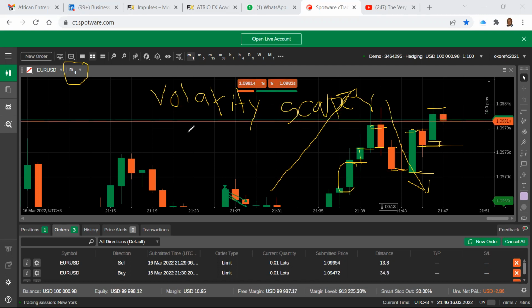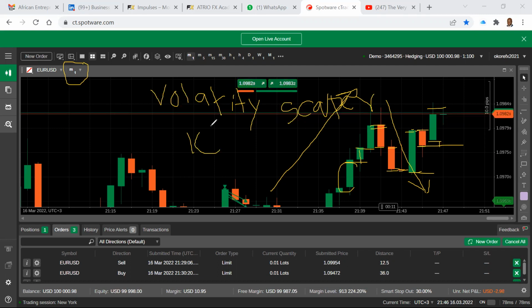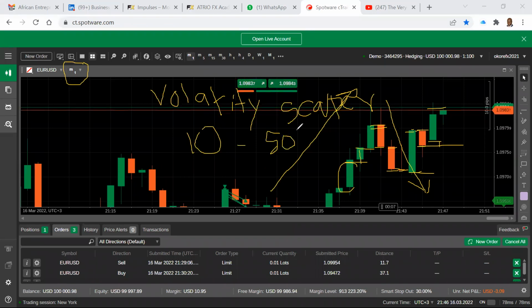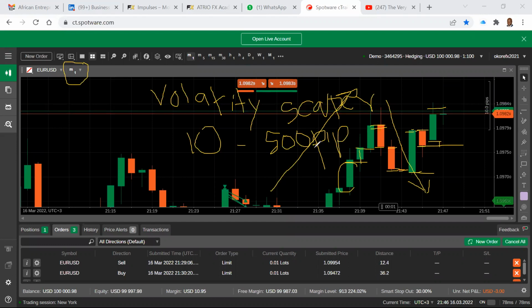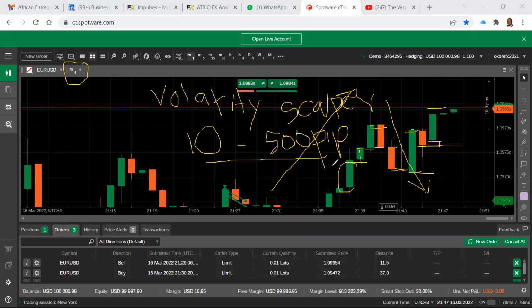Our goal will be to make between 10 to maybe 500 pips per day. It's not impossible. We shall be able to do it. All right, we have 1.5 minutes for any questions. I hope this is not too much for today.